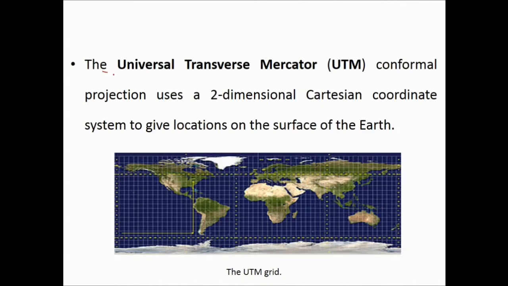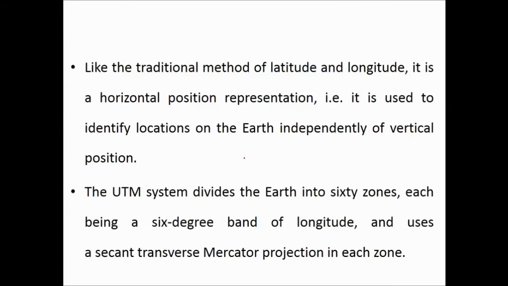Now, Universal Transverse Mercator UTM is a conformal projection, and it uses a two-dimensional Cartesian coordinate system to give locations on the surface of the Earth, like this. These are all different zones, and this is a UTM grid. Like the traditional method of latitude and longitude, it is a horizontal position representation. It is used to identify locations on the Earth independently of any vertical position.